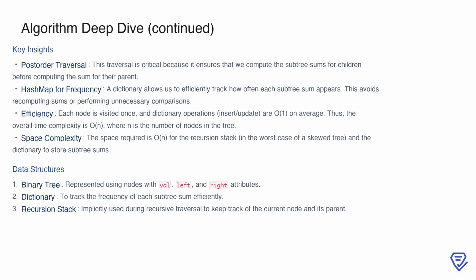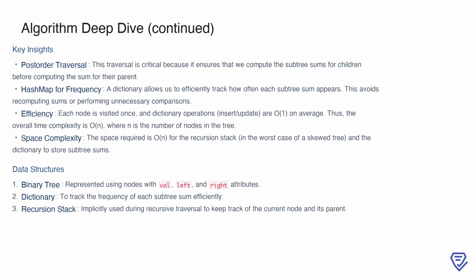Second, using a dictionary to track the frequency of each subtree sum allows us to efficiently store and access these values without recomputation. This eliminates unnecessary comparisons and ensures the algorithm runs efficiently. Speaking of efficiency, the time complexity of this approach is O(n), where n is the number of nodes in the tree. Each node is visited exactly once, and dictionary operations like insertion and updating are O(1) on average.